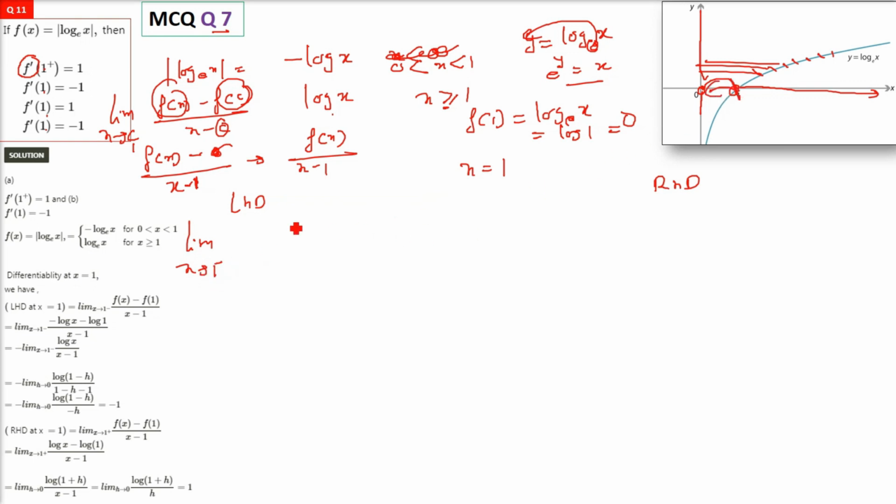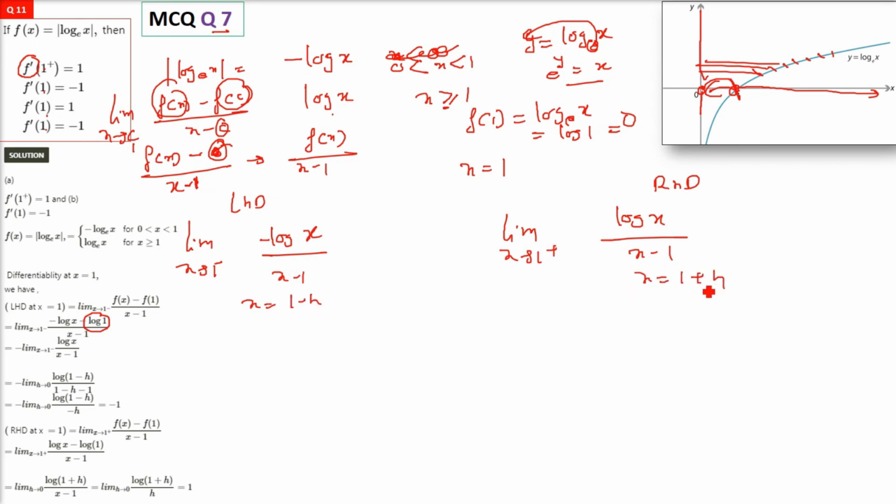So when you are from 0 to 1, that is on the left of 1, you are going to use negative log x in place of fx. Okay? And log 1, of course, as I said, it is 0, so I am not writing it. I just simplified the function x minus 1. Because we are taking x tends to 1 minus. When you are at x tends to 1 plus, then you have log x divided by x minus 1 again. So x will be equal to 1 minus h, x will be equal to 1 plus h on LHD and RHD, and then we'll change the limit. Now limit will be h tends to 0. Here also limit will be h tends to 0.